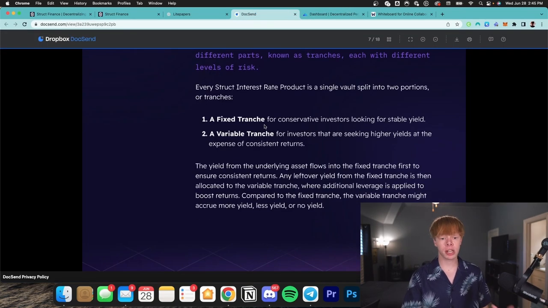So a fixed tranche is going to be for those conservative investors looking for a stable return, whereas the variable tranche is going to be for the ones that are willing to take on a little bit of risk and of course get that higher yield if there is one.